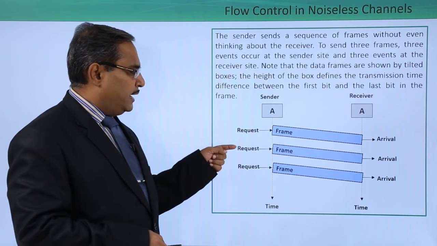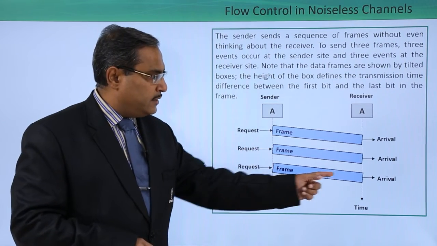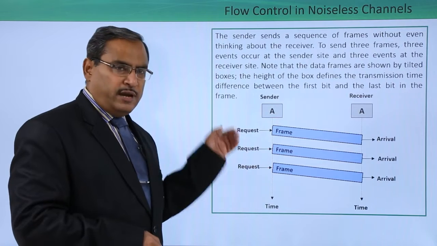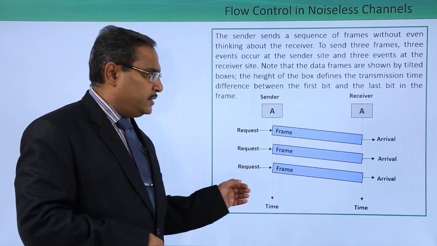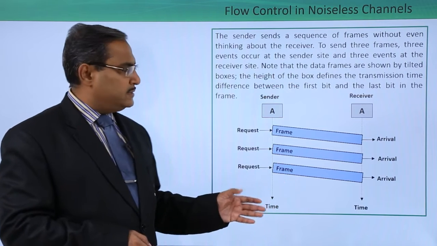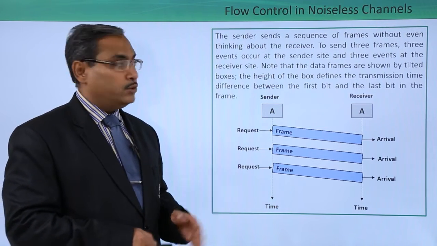So one event, another event, and also three events at the receiver's end. In total we are having to send 3 frames, so we have 3 events from the sender side and 3 events from the receiver side, that is arrival events. Here we are having the request events, so 6 events are taking place in total.